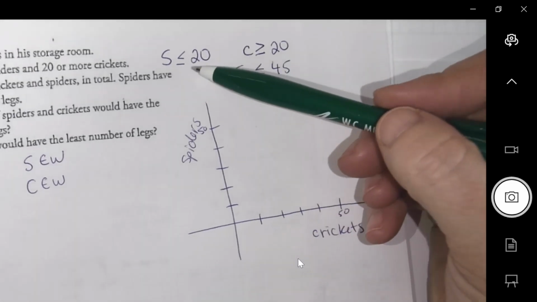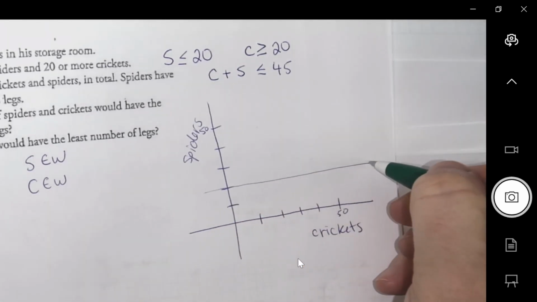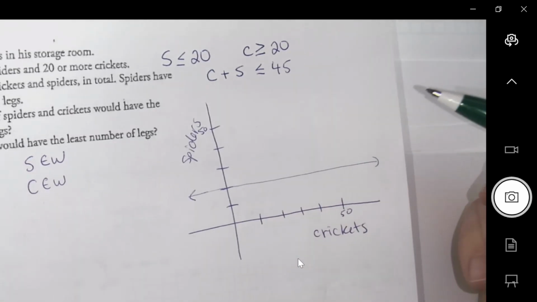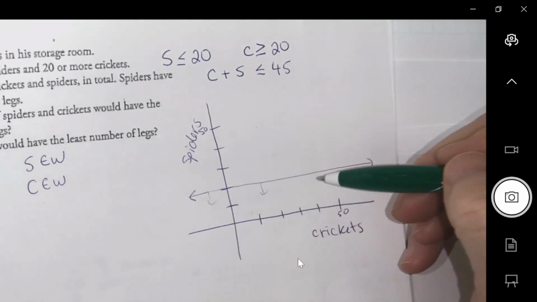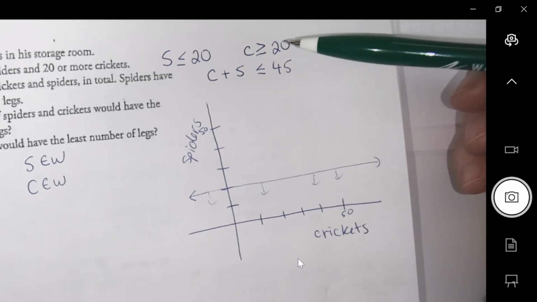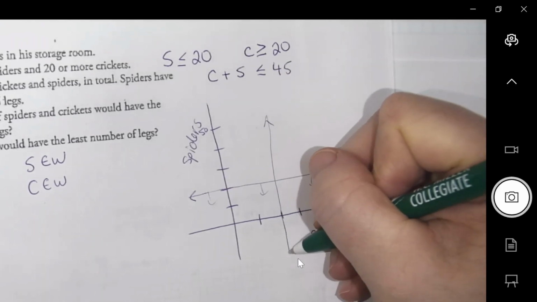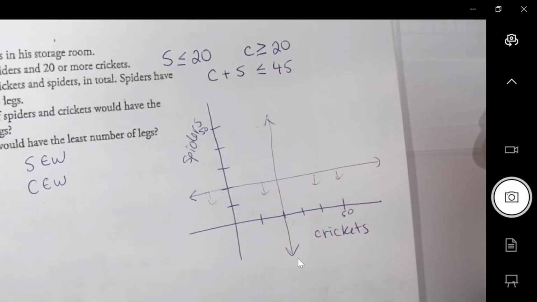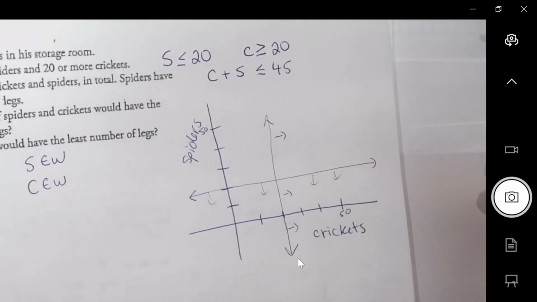Okay, spiders, 20, so that would be 2 ticks up. There's a line at 20, and I have to be less than, so I'm going to have to be under that line. And the crickets is 20, so that will be a straight up and down line at 20. And you're actually going to be on the right side of it.